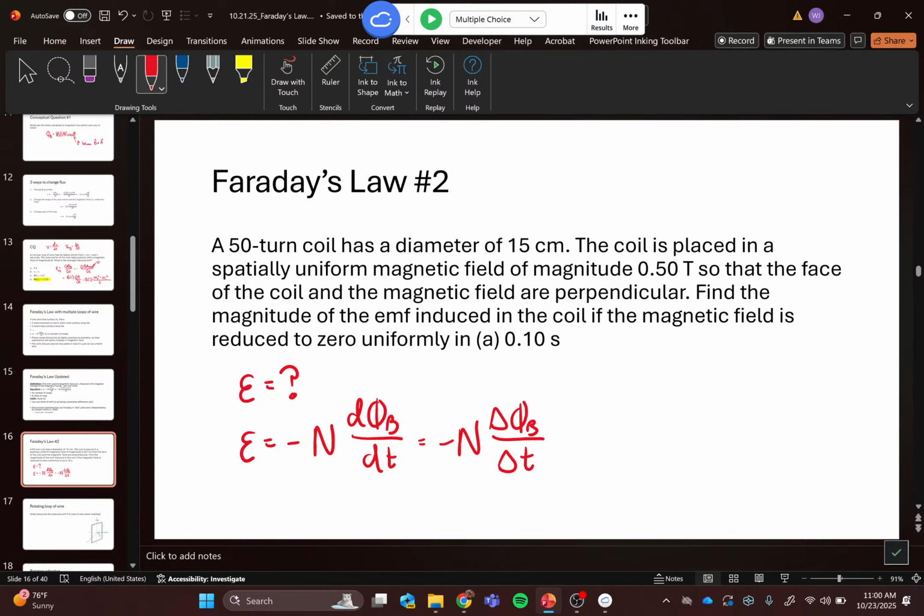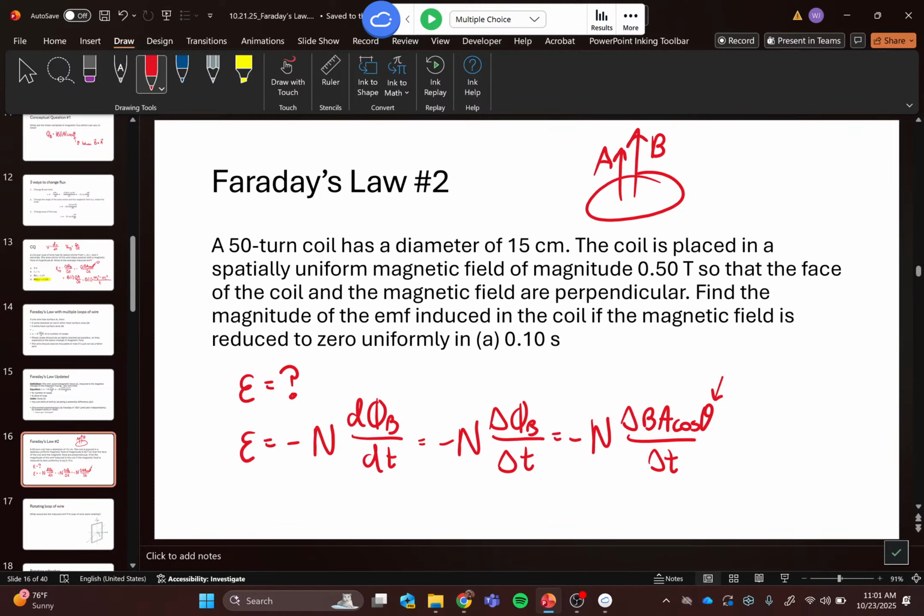Not that they're really that complex. So Δ(B A cos θ)/Δt. My theta here is going to be 0. It says that the face of the coil and the magnetic field are perpendicular. That just means that this is the case. The face of the coil is flat, and the magnetic field goes through it. If they aren't perfectly aligned, the flux would be 0, and that's not a very interesting problem.